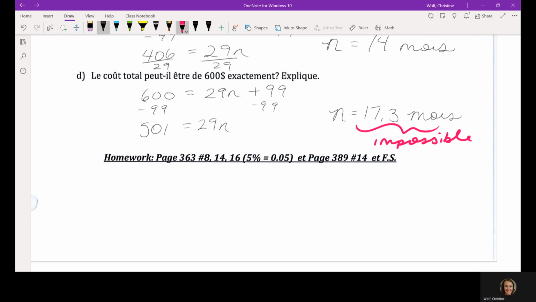Okay, that's it. Done already. So, il y a 4 questions du texte, numéro 8, 14, 16, and then aussi numéro 14. Et aussi, j'allais vous donner une feuille supplémentaire avec 3 questions additionnelles. All right? One little note here on page 16. I put a little note here on page 16.